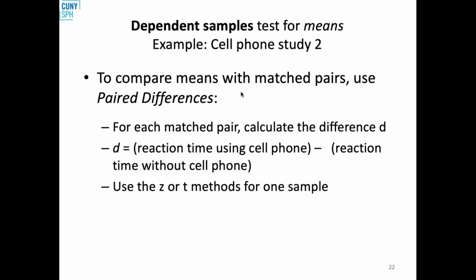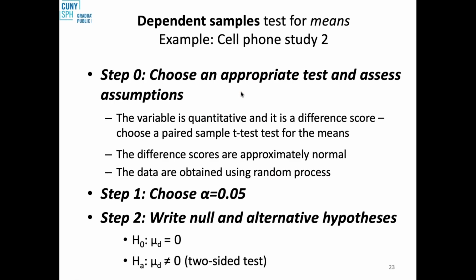To compare the means, use paired differences for each pair. D is the reaction time difference. We can use either Z or T depending on the sample size, right? If sample size is really big, we might just go with Z. Really big meaning over 100. Okay, so choose the appropriate test, paired sample t-test. Choose your level of certainty, alpha is 0.05. Write the null and alternative hypothesis.